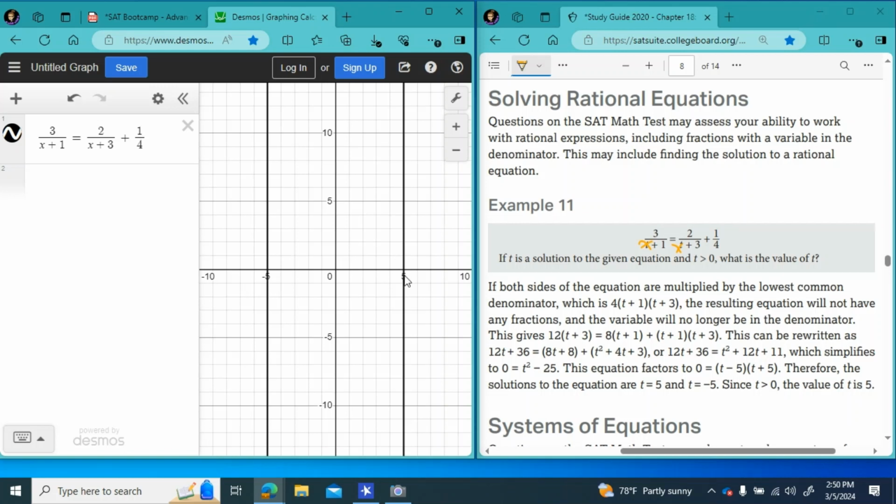And this says if t is a solution to the given equation and t is greater than 0, what is the value of t? Would that be my -5 or my +5? If t has to be greater than 0, only one answer works, my +5. So you would just type that in on the SAT and you're done with that question.